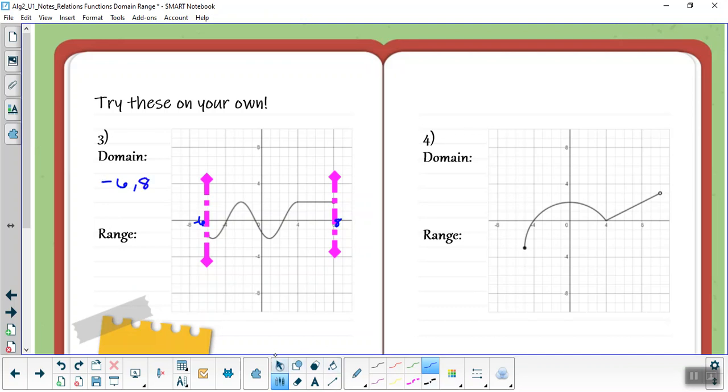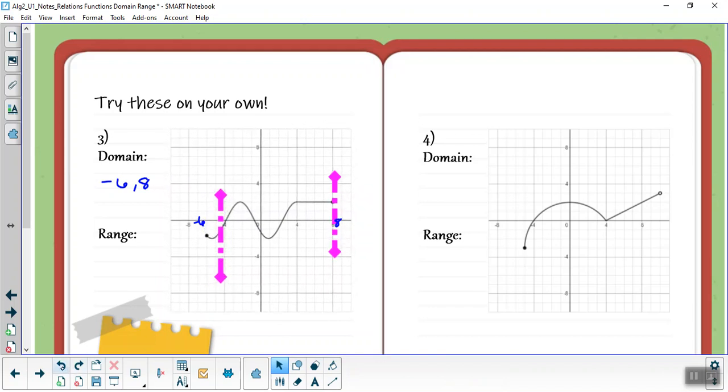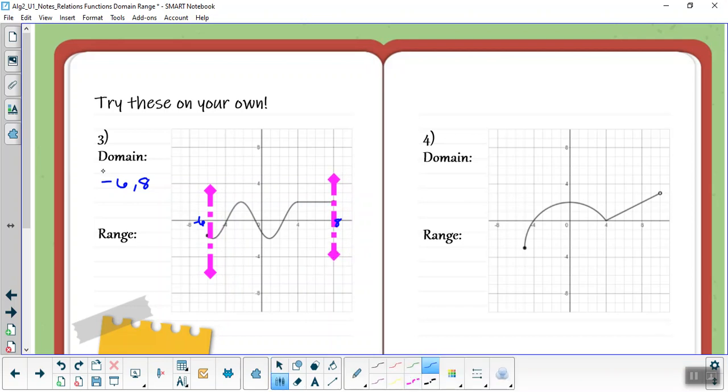Then I'm going to move my lines to make sure, okay, I have a closed circle. And then I have a closed circle. Okay, so since both are closed circles, we get brackets. Now let me delete these lines real quick.